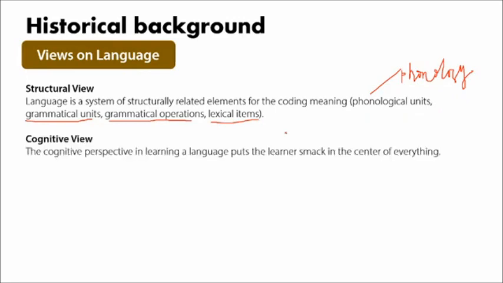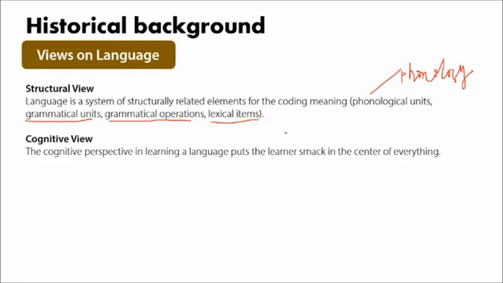We have here the next one, the cognitive view. The cognitive view in learning a language puts the learner smack in the center of everything. So cognitive view look to answer questions like, how can a language effectively learn? How does one make a set of vocabulary words memorable and get them embedded in the long-term memory?